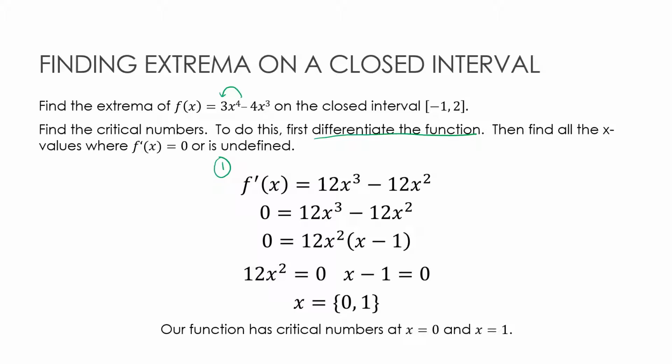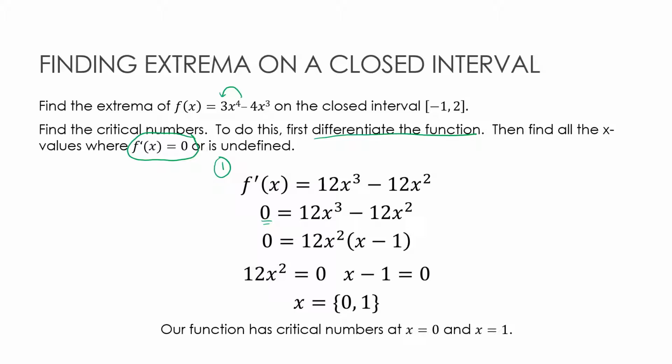4 times 3 is 12. Take 4, 1 less than that makes it 3. That's 12x cubed. You get the idea. I'm not going to spend too much time on that. But what I do need to do is find out where f prime of x is equal to 0. So notice all I've done is just set it equal to 0, and then I've solved. So it's just math, people, just algebra at this point.